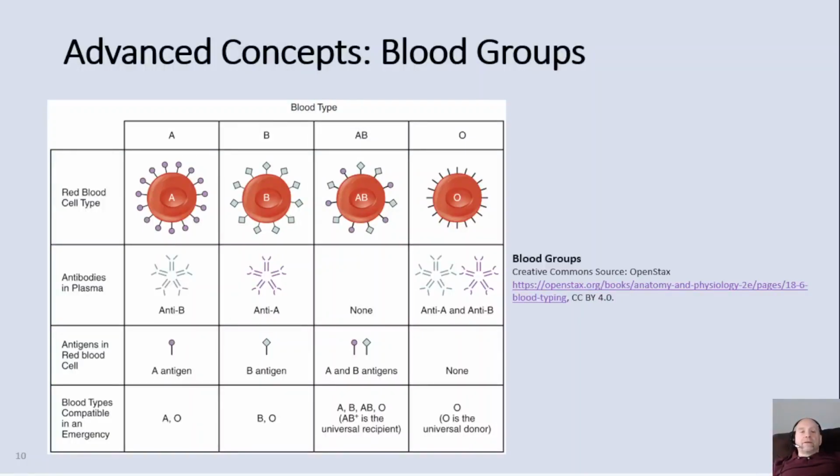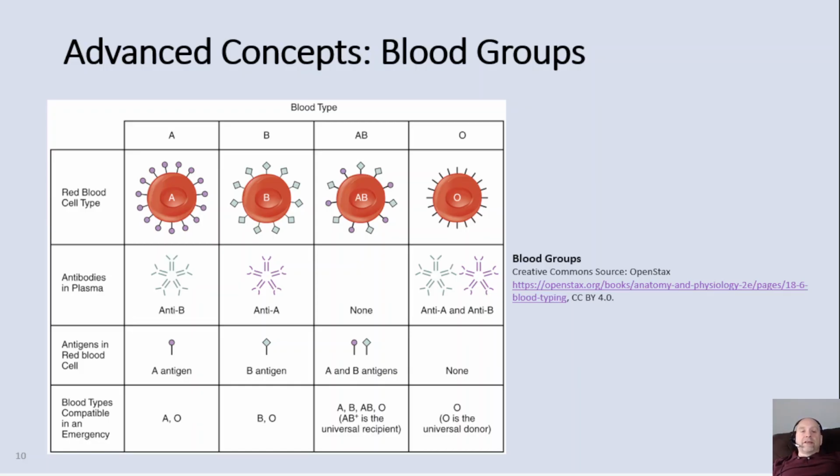The Rh factor is combined with the ABO typing, so an individual with type O blood who's Rh positive will be referred to as being O positive. Conversely, an individual with O negative blood has type O blood and is Rh negative.